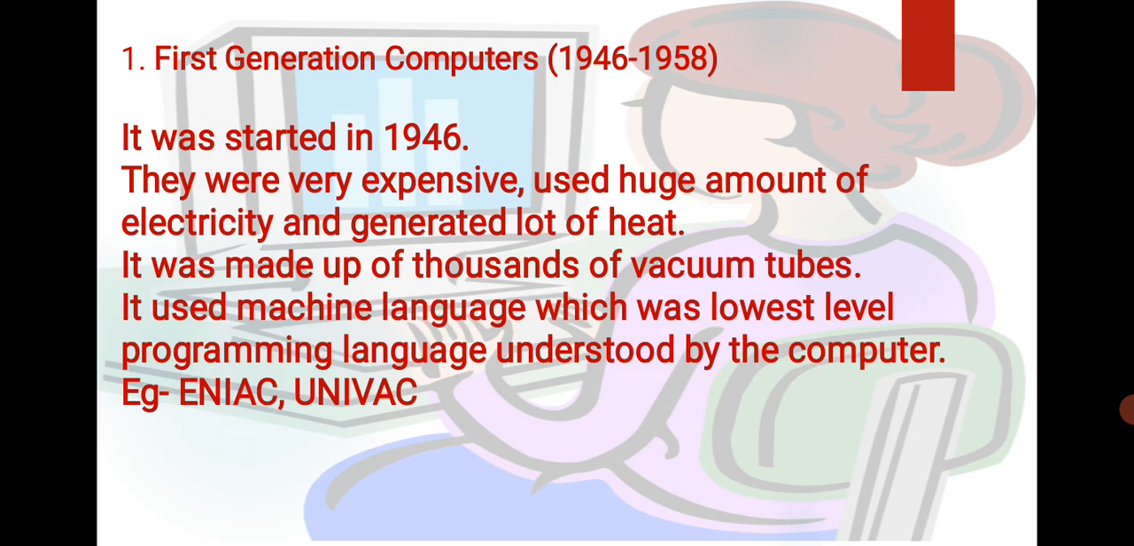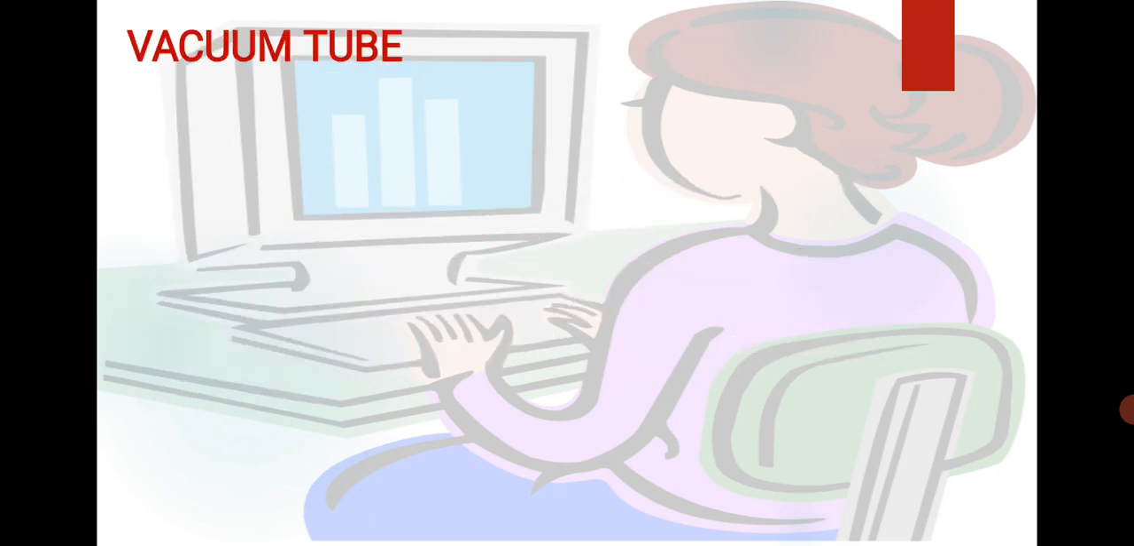Examples of the first generation of computer are ENIAC and UNIVAC. And what is the point we should note down? The point is that in the first generation, vacuum tube was invented as the main instrument or main technology for the computer. Now we will come to know about the second generation of computer.